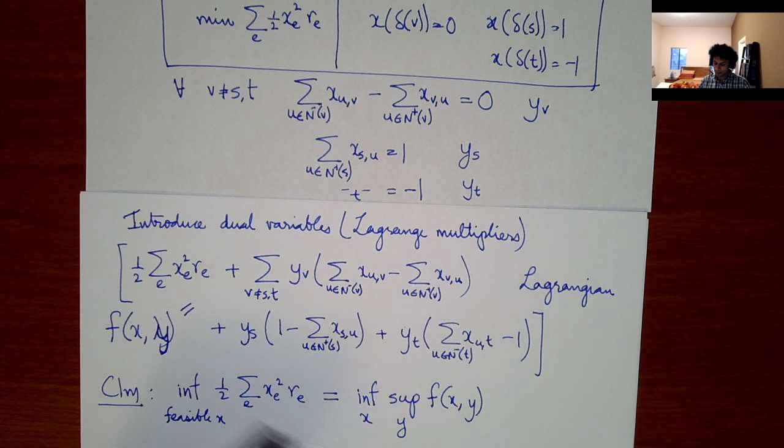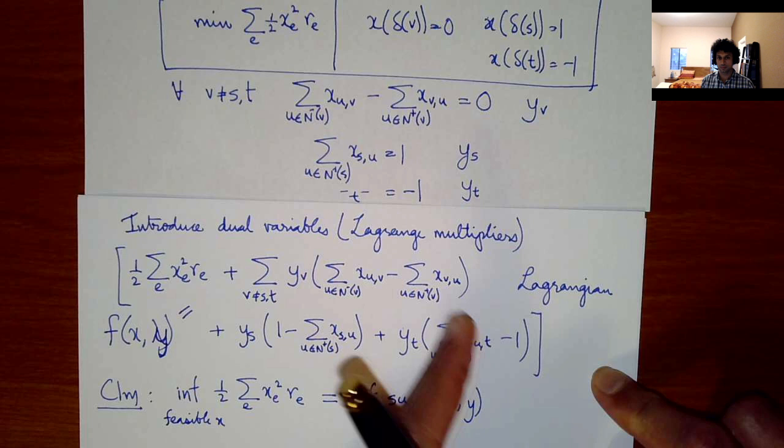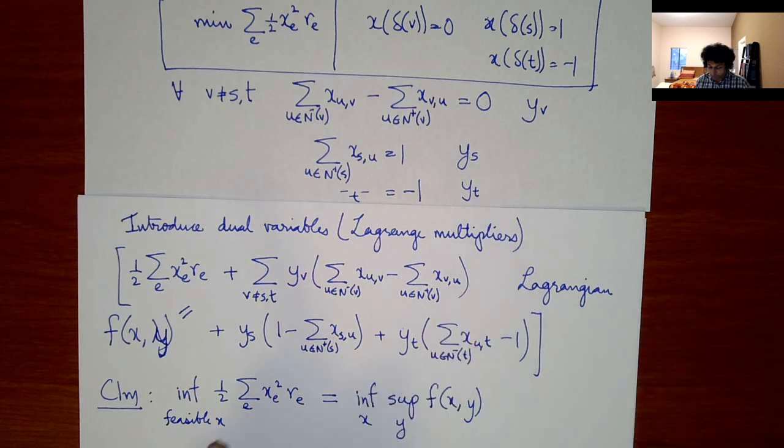Actually, let me state that here. Suppose you choose an x that's feasible. What happens to these things? Anyone? All zero. They'll all become 0, exactly. Excellent. So for a feasible x, the Lagrangian is the same as the original.